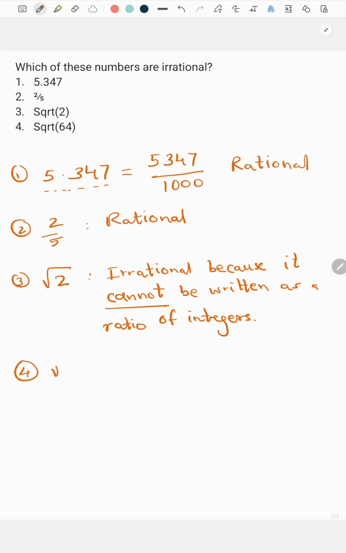And the fourth example here is square root of 64. Now it is written as a square root of something, so we might be tempted to say that okay, it is an irrational number, but it is not. Square root of 64 is actually equal to 8, which is 8 divided by 1. So therefore it is a rational number.